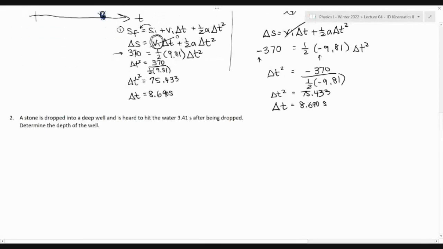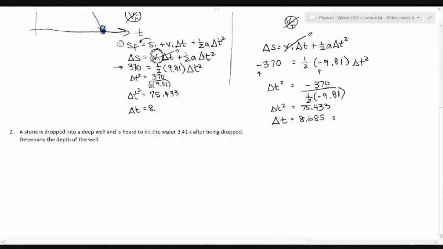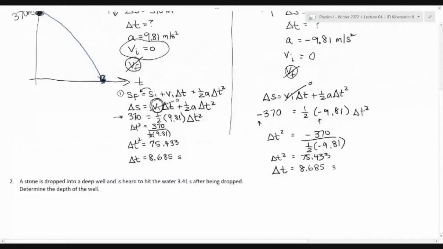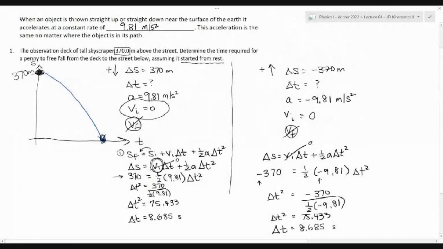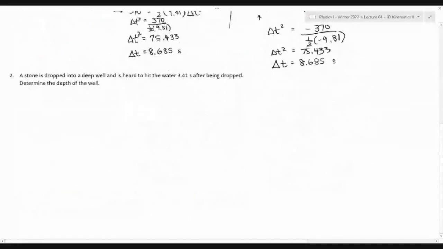Sorry, let me make the change with the number here: 8.685 seconds. And that's because in the question, there were 4 significant figures, so in our answer, we're putting 4. As I said, on the test, I'm not being picky about it. I'm telling you how many decimal places to leave. Okay, Mohammed, do you have a question?